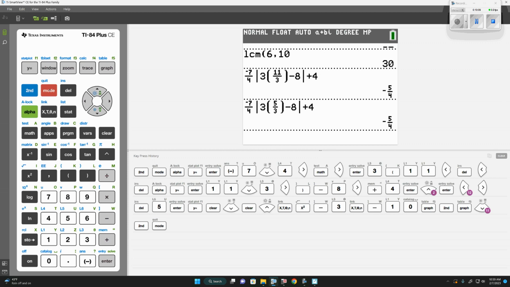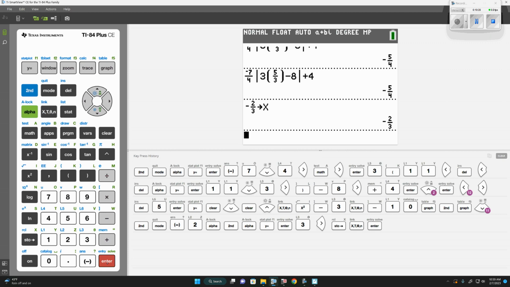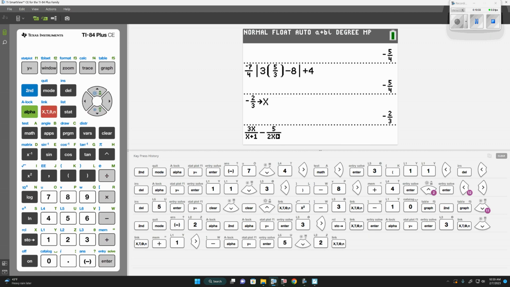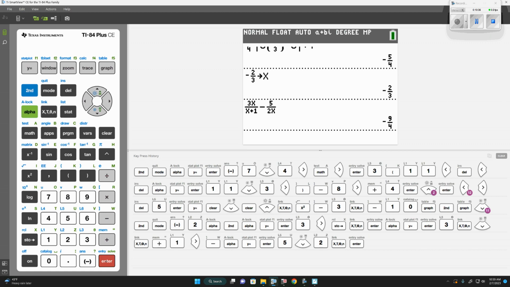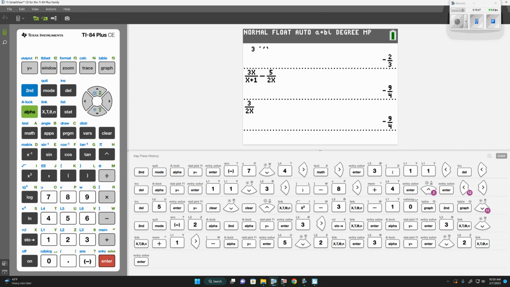So we could use the store feature, negative 2 alpha thirds, store x, and type it in as alpha y equals enter 3x over x plus 1 minus alpha y equals enter 5 over 2x. And we get a value of negative 9/4. Then we can do 3 alpha y equals enter over 2x. And we get the same value of negative 9/4.